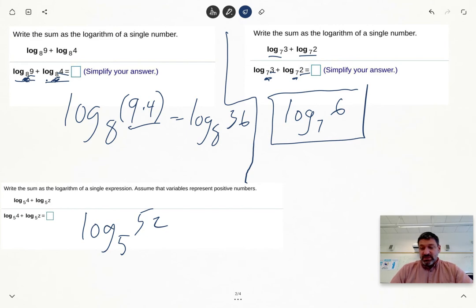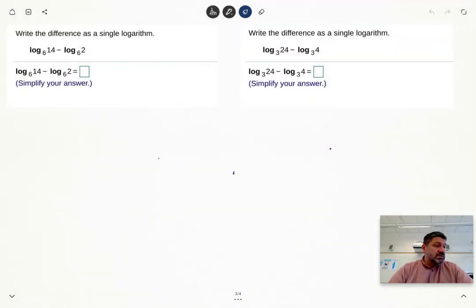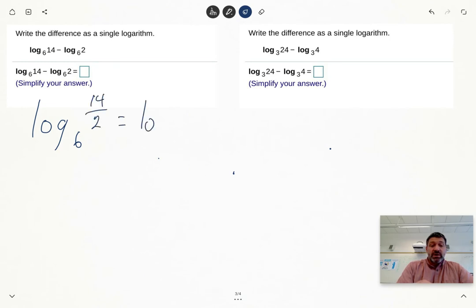Okay, let's look at a couple examples of subtraction. When we subtract exponents, keep in mind that we're dividing the values. So log base 6 of 14 minus log base 6 of 2, the bases are the same. So when we're subtracting exponents, what are we doing with the numbers? We are dividing them. So this would be 14 divided by 2, or log base 6 of 7.